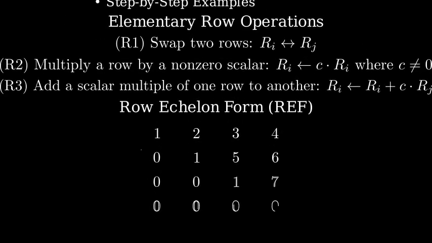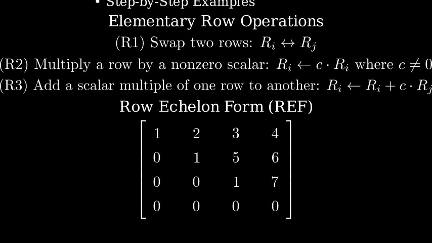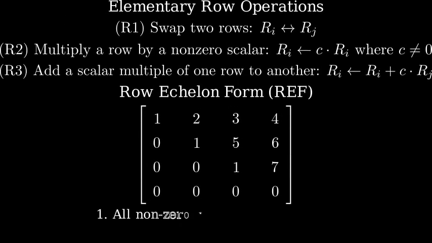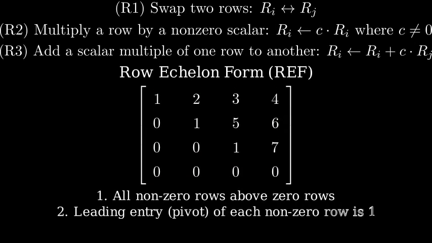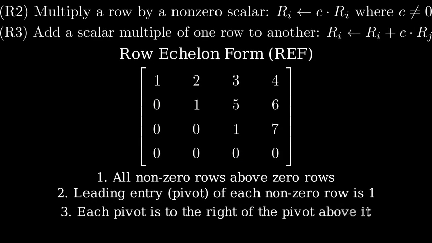A matrix is in row echelon form if it satisfies the following conditions. First, all non-zero rows are above any zero rows. Second, the leading entry, which we call a pivot, of each non-zero row is 1. Third, each pivot is to the right of the pivot in the row above it. This creates a staircase pattern of pivots from top left to bottom right.